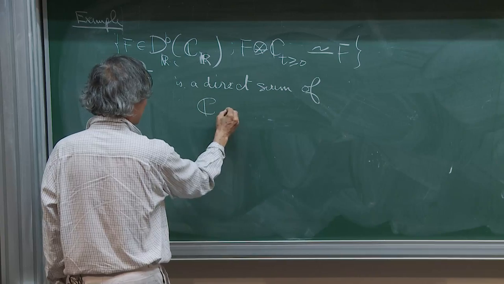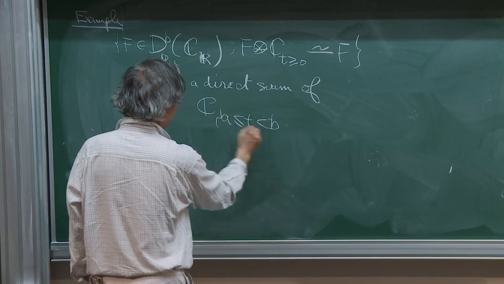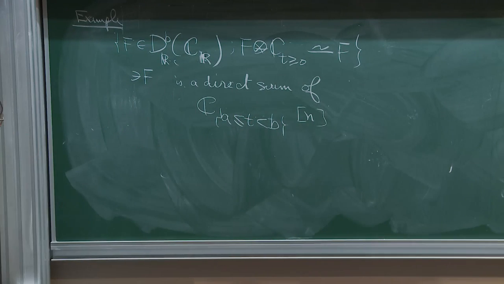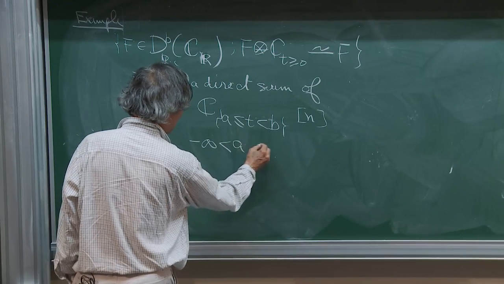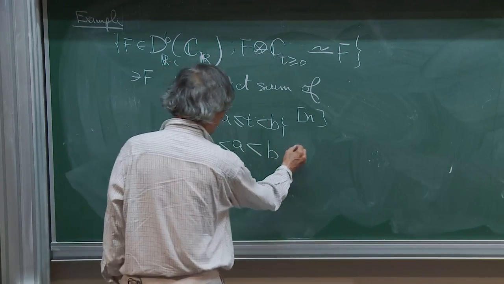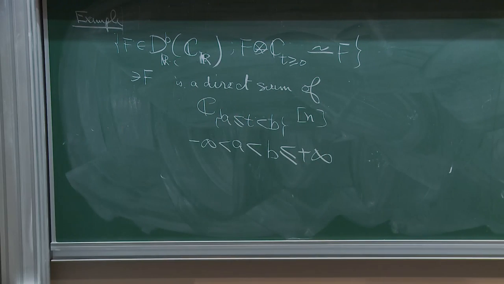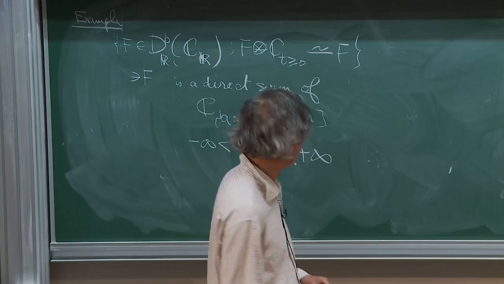C, A, T, B, and shifted by some number. And A is a real number, and B is bigger than that. And B can be plus infinity. So that is more or less a half line. So that is the limit.